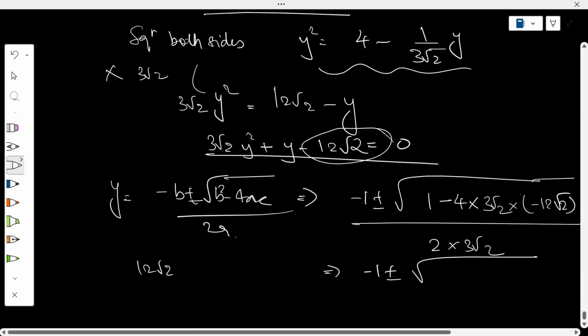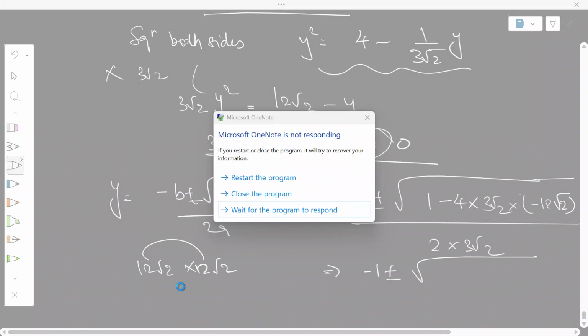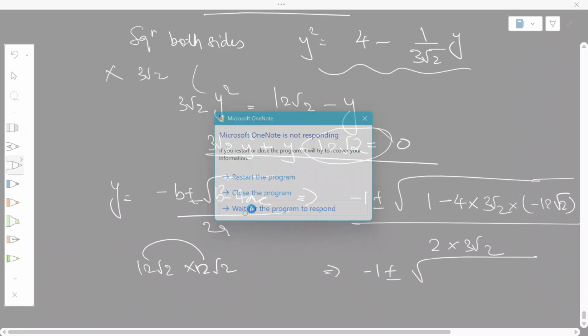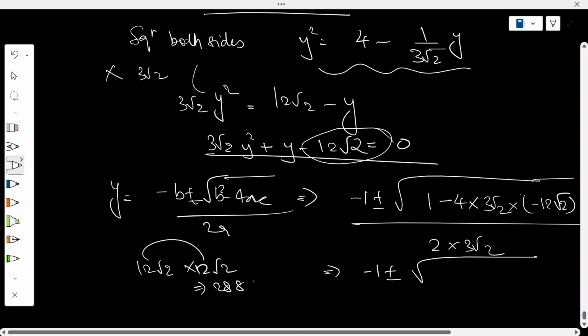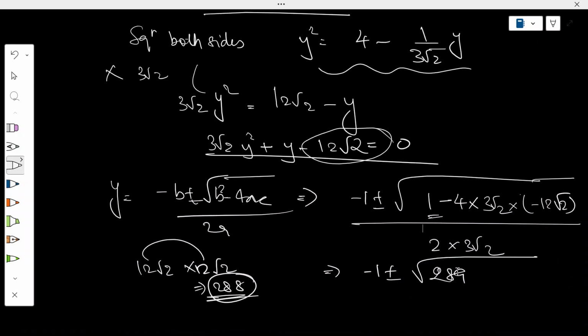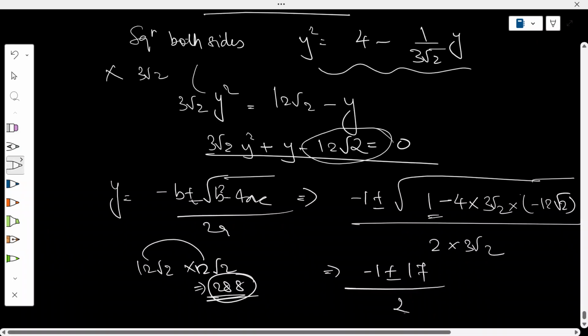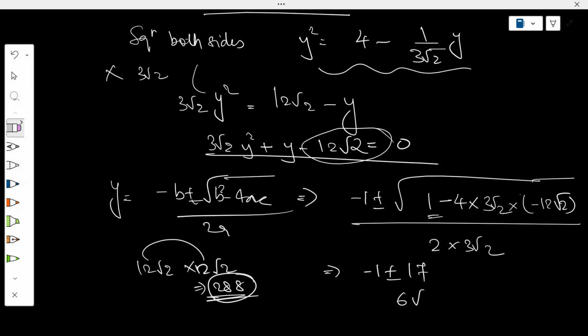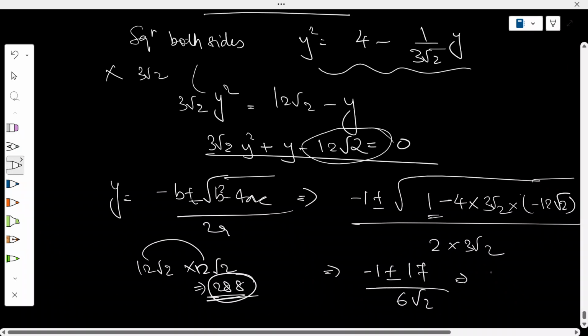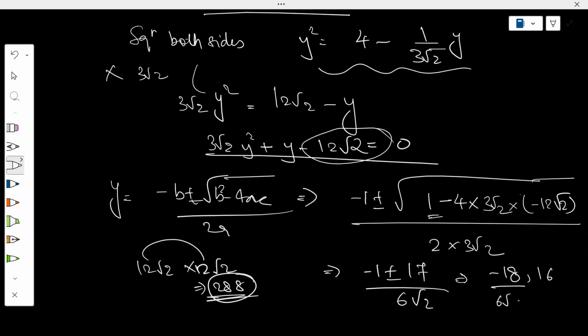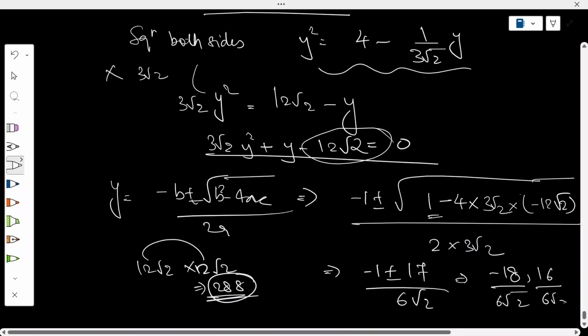12 root 2 times 12 root 2 times 2. So 12 times 12 is 144, and root 2 times root 2 is 2. So we have basically 144 times 2, which is 288, and 288 plus 1 would be 289, and the under root of 289 would be 17, divided by 2 times 3 root 2, which is 6 root 2. So we have basically minus 18 comma 16 divided by 6 root 2. These are the two roots.